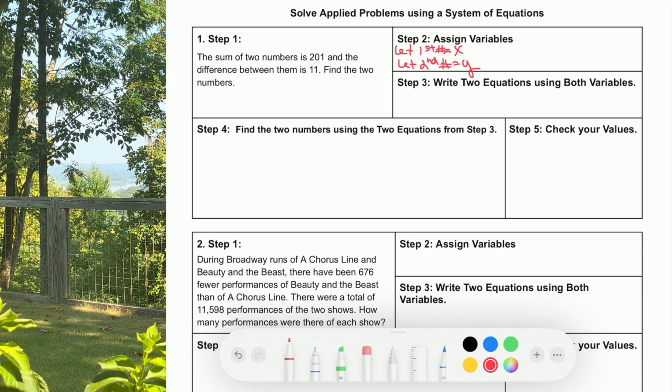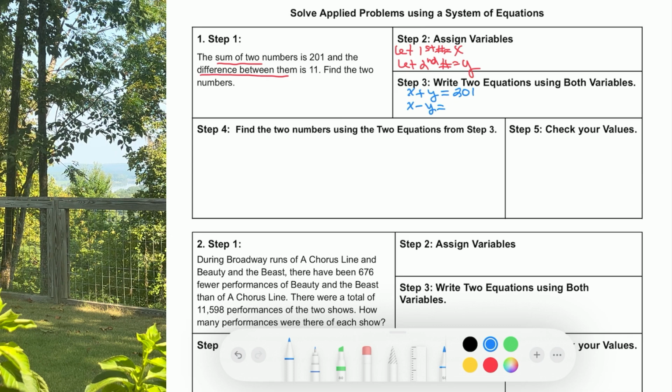Now it says write two equations using both variables. All right, so looking back at my problem, it said the sum of these two numbers is 201. So that tells me I'm going to add x plus y to get 201. The next part tells me the difference between them is 11. So my second equation is going to be subtracting them from each other to get 11.